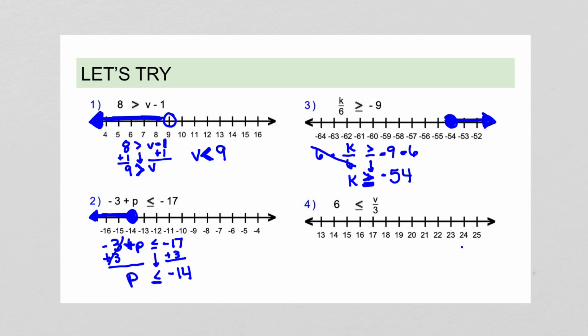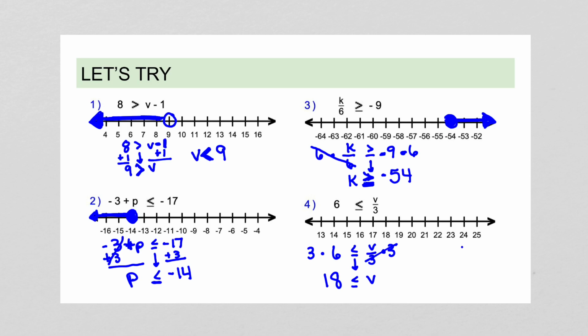Again, for number 4, we've got that fancy division bar. It says v over 3, or v divided by 3. Well, the inverse of divide by 3 is to multiply by 3. I'm going to carry down that symbol so I don't forget it. On the right side, I've just got v. On the left side, I've got 18. So it says 18 is less than or equal to v.